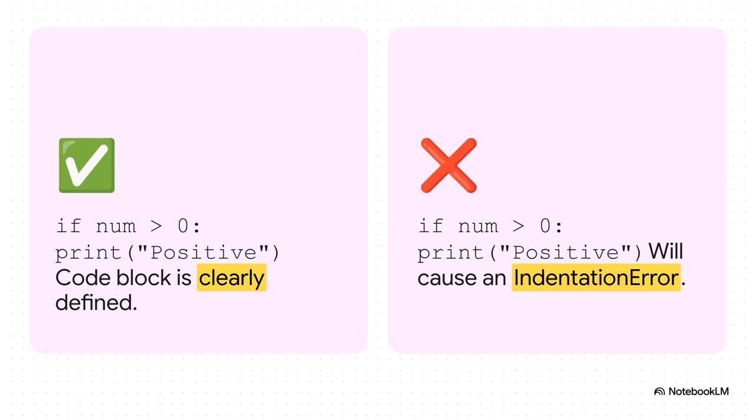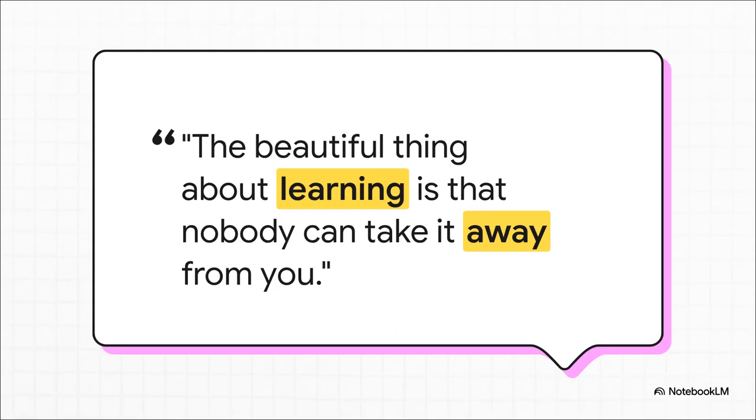On the left, everything's perfect. The print statement is indented, so Python knows it's part of the if block. That code works. But on the right, that missing indentation completely breaks the structure. Python has no clue what to do with that print statement, and your program will just crash with an indentation error. So let's just do a quick wrap-up.